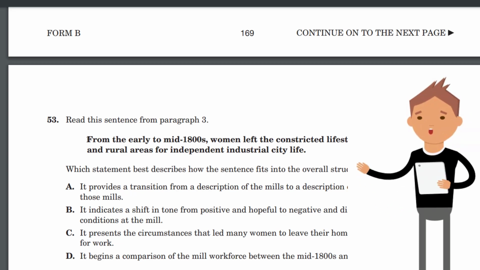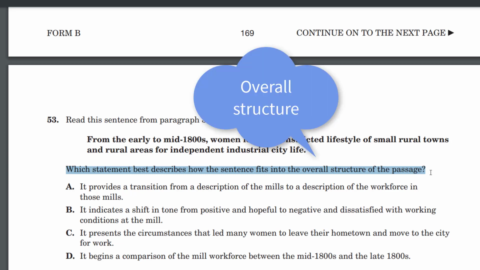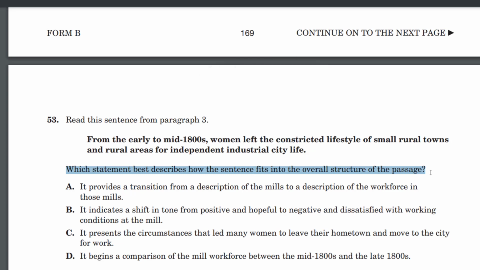The prompts generally look like the question as follows. There's a sentence cited from the passage, and then the question: which statement best describes how the sentence fits into the overall structure of the passage? That's a typical presentation on the SHSAT. On the SAT, they might ask you something like, what is the function? What is the purpose? Why did the author put this sentence there? On the SHSAT, that's not the general presentation.